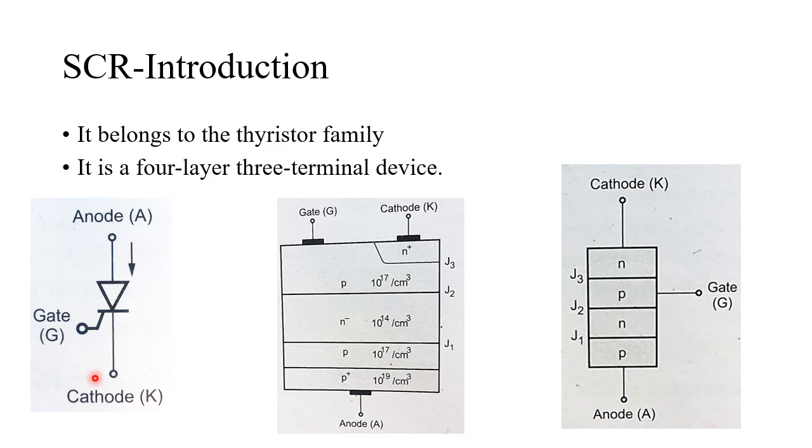This is the symbol of SCR, this is the structure of SCR, and this is the simplified structure of SCR. In the structure of SCR, the P plus and P layer forms the anode, the N minus layer absorbs the depletion layer of the junction J2, and the P layer forms the gate. The N plus layer forms the cathode, and it has 3 junctions: J1, J2, J3.